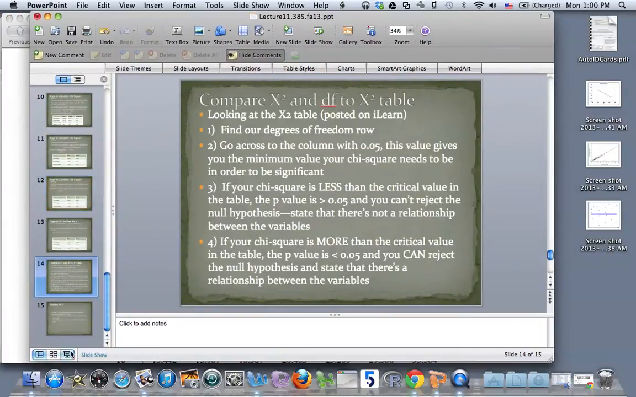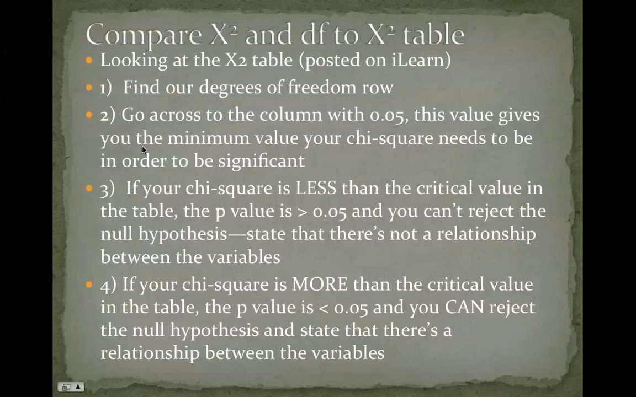So if we go back to our slides here, we find the degrees of freedom, go across the column of 0.05. This value gives the minimum value your chi-square needs to be in order to be significant. If your chi-square is less than the critical value in the table, and in this case it is for us, 0.769 is quite a bit lower than 5.991, the p-value is greater than 0.05, and you cannot reject the null hypothesis. So in other words, we have to state that there is not a relationship between the two variables. So for this example, we would state that there's no relationship between happiness and gender.